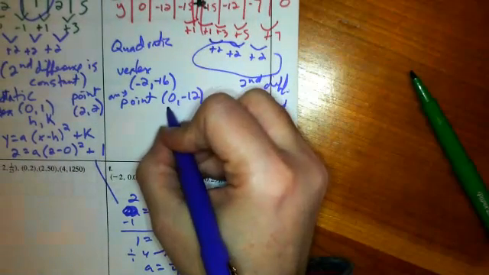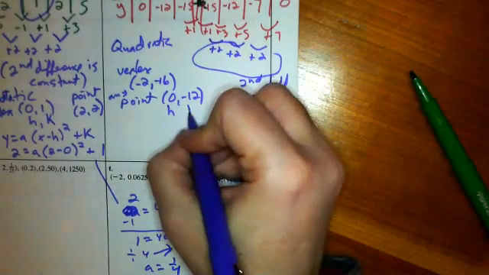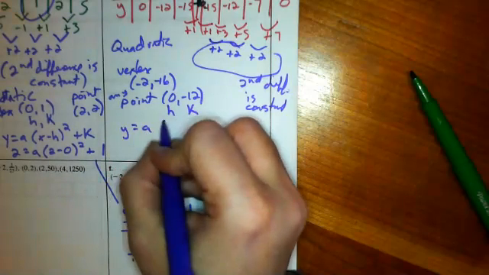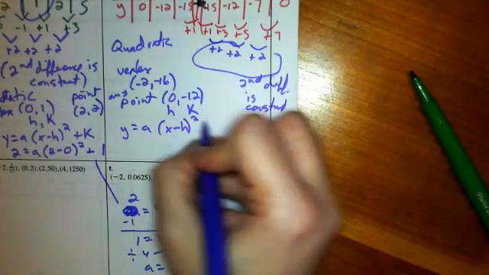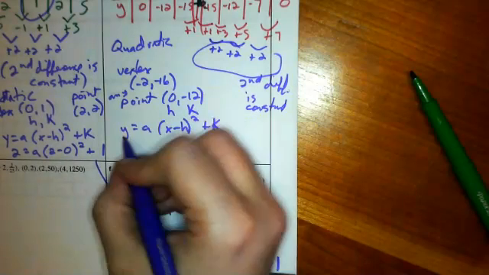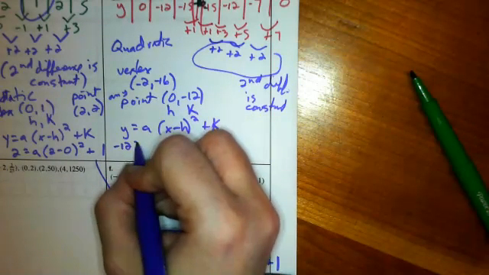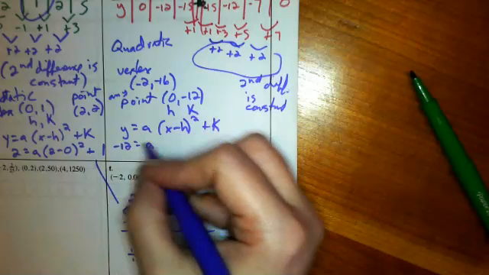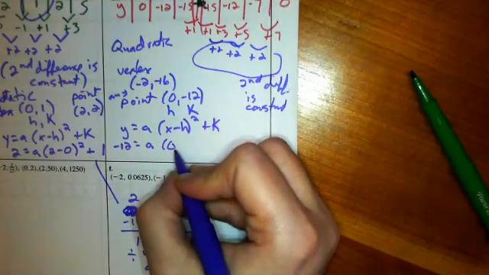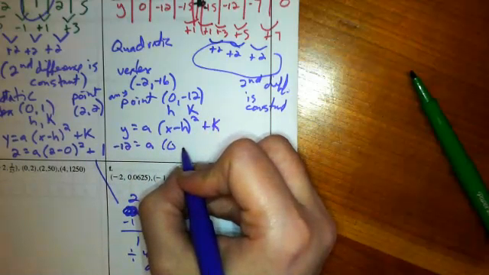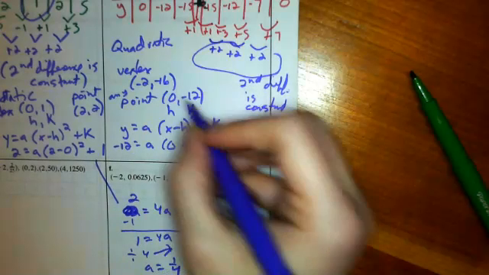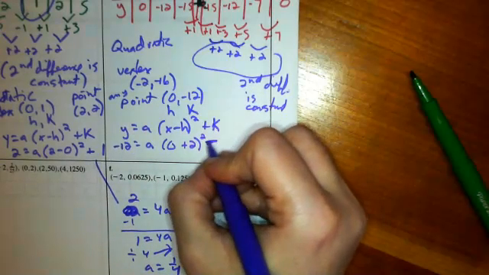I picked it because h is 0, really. And there's k. Okay, so y equals a times x minus h, quantity squared, plus k. Okay, we're going to do y is negative 12 equals my a, which we don't know yet. Okay, we've got 0 plus 2, okay, squared, and negative negative 2, minus 16.